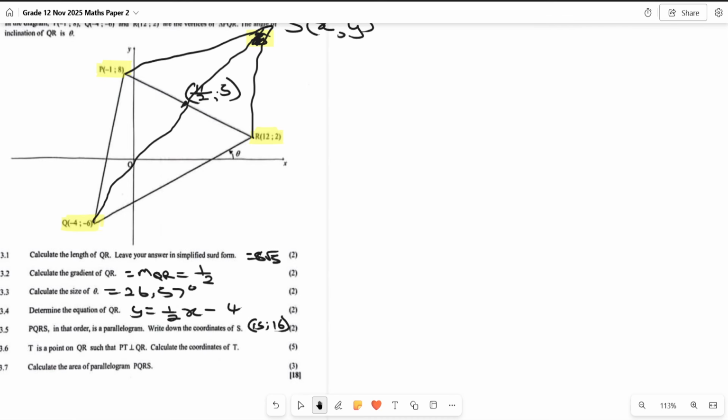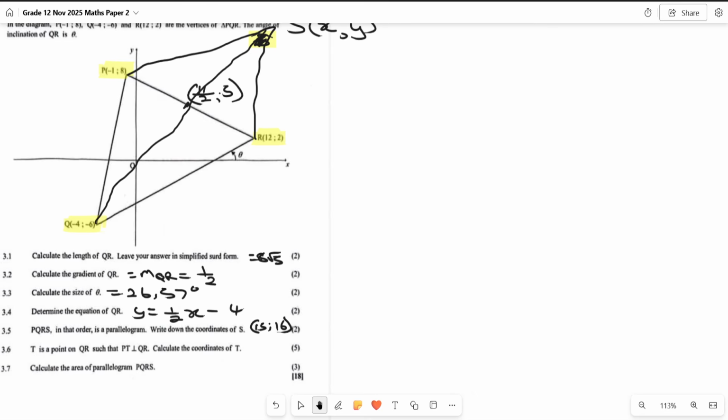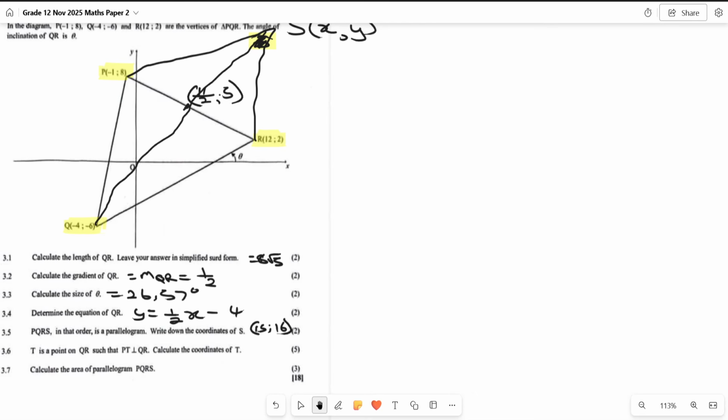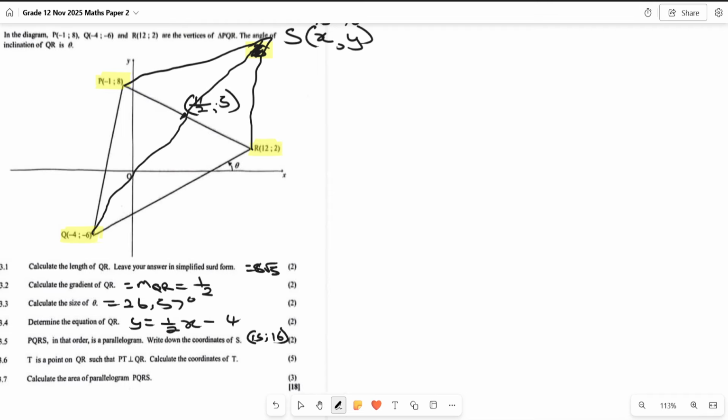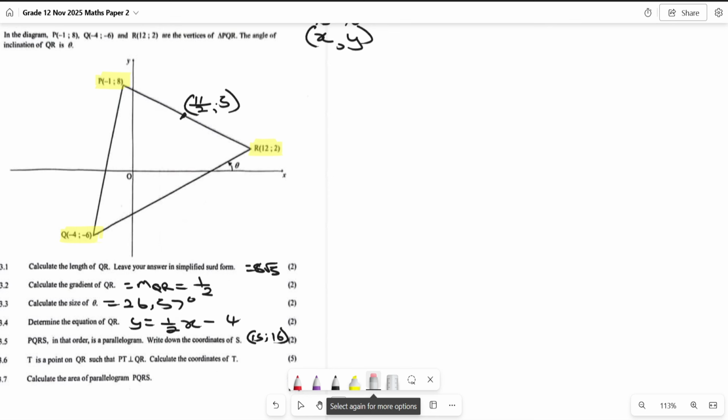The next question, ooh, 5 marks. What are they saying? They are saying that T is a point on QR. Where is QR? Okay, let me just erase all this because I think we are done with S. Okay, now let's go back. They said T is a point on QR. Where is QR? This is QR here.